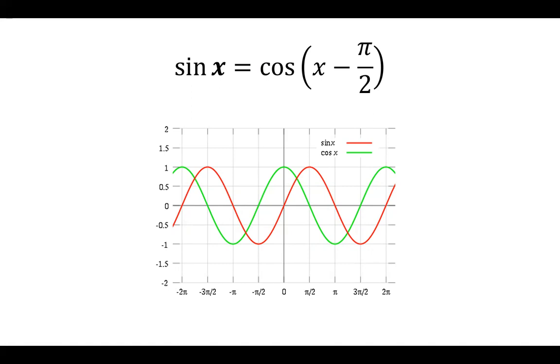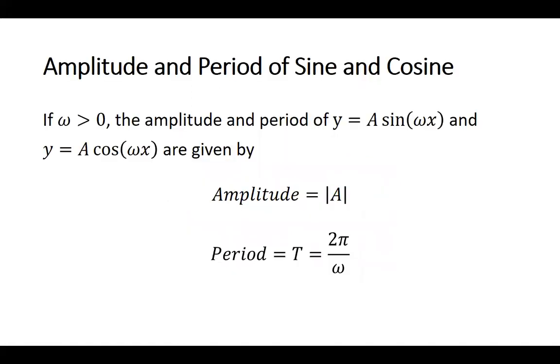Cosine x is the sine x function shifted to the left by pi over 2. Sine x is the cosine function shifted to the right by pi over 2. So let's talk a little bit more about these: the amplitude and period of sine and cosine.